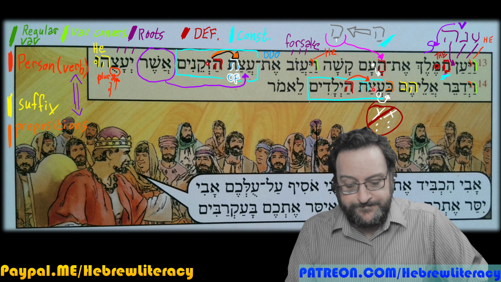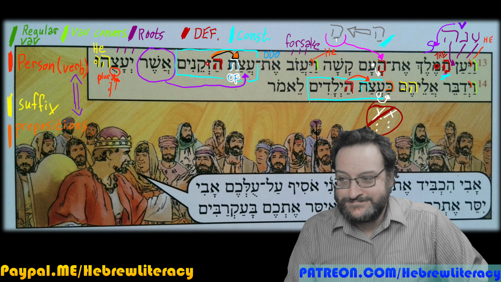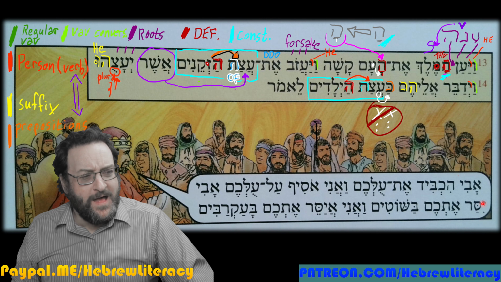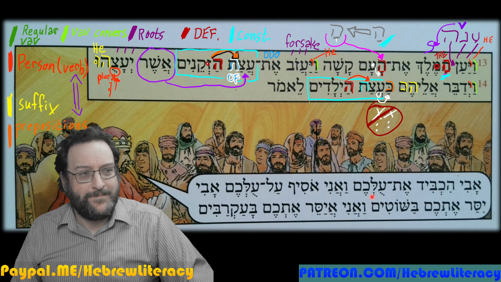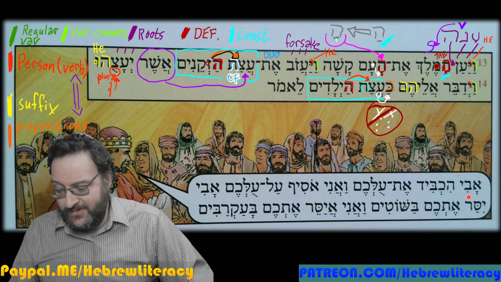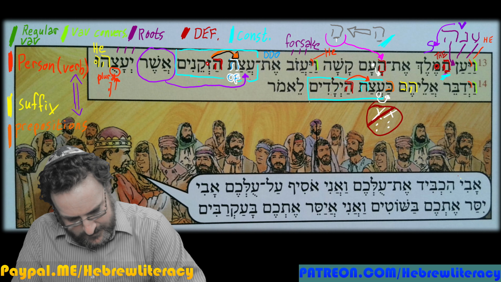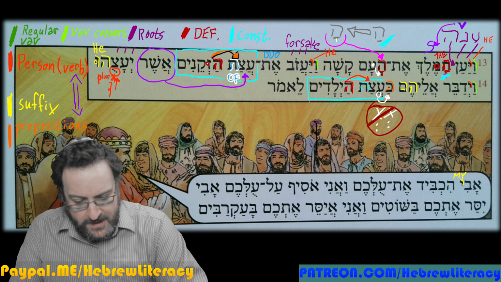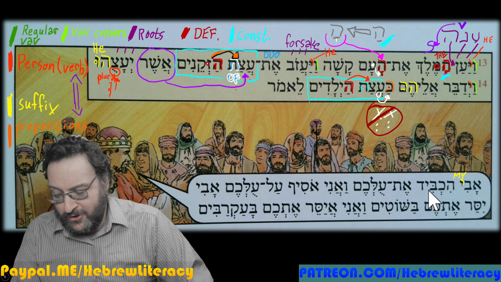All right. Lemor, saying. Avi hichbid et ulchem. Avi, that's my father. My father hichbid.